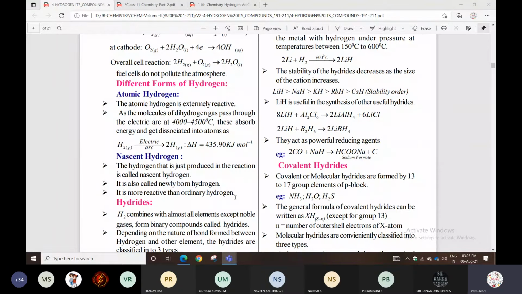Now you can check it about hydrides. Clear? So, different forms of hydrogen: atomic hydrogen and nascent hydrogen. Atomic hydrogen is extremely reactive. When a molecule of dihydrogen gas is passed through an electric arc, what do you get? Atomic hydrogen. Next, the hydrogen that is just produced in the reaction is called nascent hydrogen.